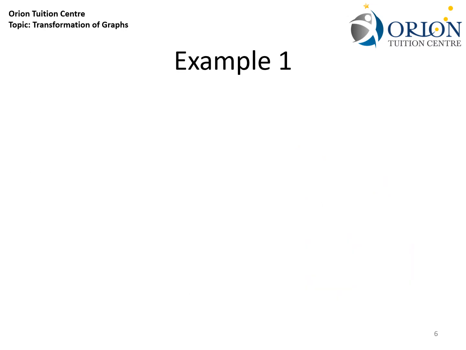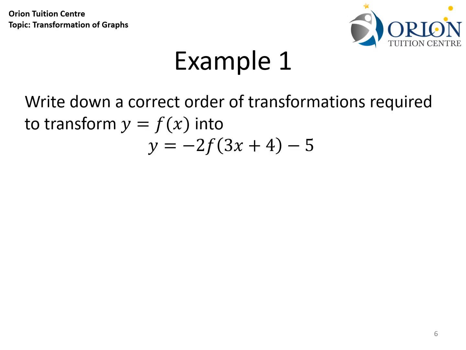Now let's put to practice the rules that we have just learned using the following examples. In example 1, we need to write down the correct order of transformations to transform the graph of y equals f(x) into y equals minus 2f(3x plus 4) minus 5. Following our earlier rules, we will first perform all the x transformations. And for the x transformations, we will do it outside in.